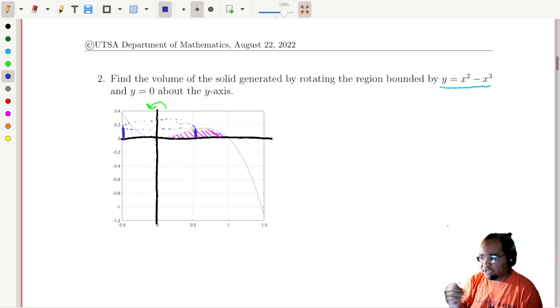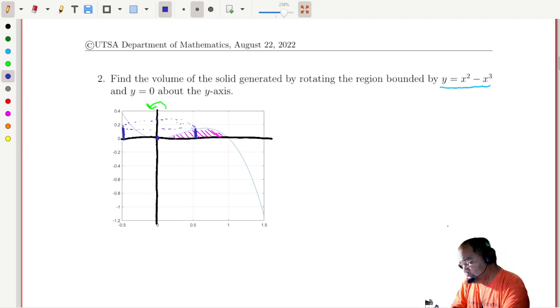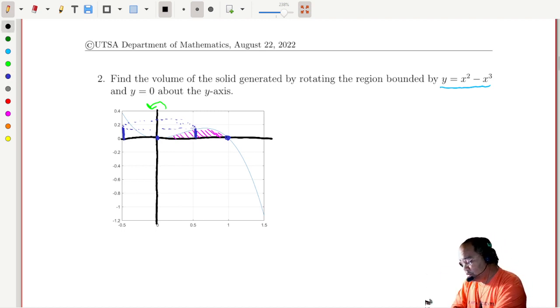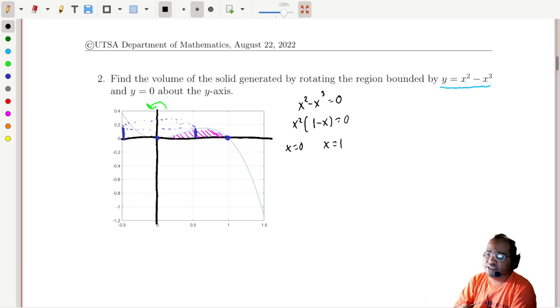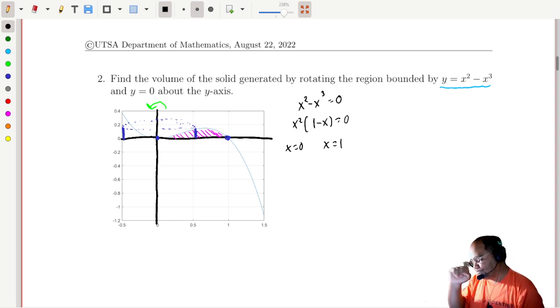So again, we got to think about shell radius and shell height. We also got to think about where this thing intersects here. Clearly right there and right there. We can see on the graph, yeah, it's x equals 0, x equals 1. But again, you should show that, right? How do we do that? Well, we want to find the zeros of that function there. X squared minus x cubed equals 0. I have a common factor of x squared that I can factor out, so I have 1 minus x. And of course, just by using the zero product property, we have x equals 0 and x equals 1. Okay? And if you need a refresher on that, you can always consult your favorite algebra text, your favorite pre-calculus text. Okay, it's just factoring.